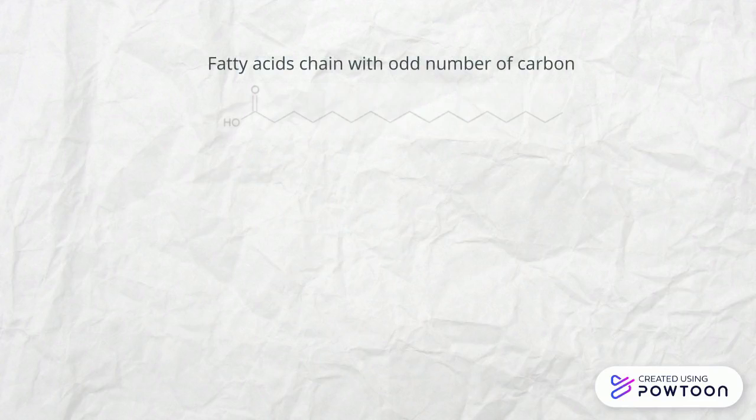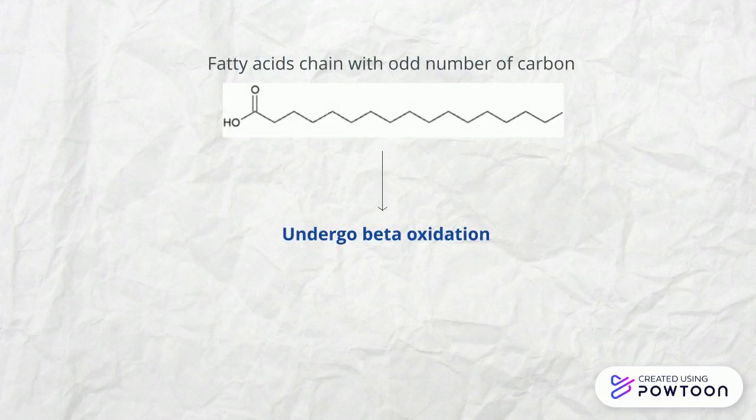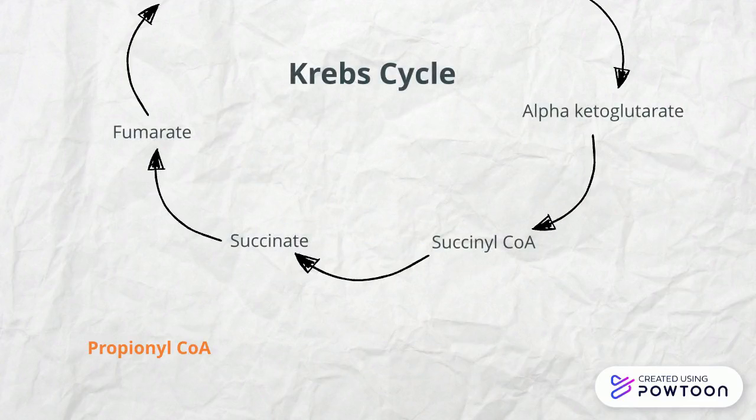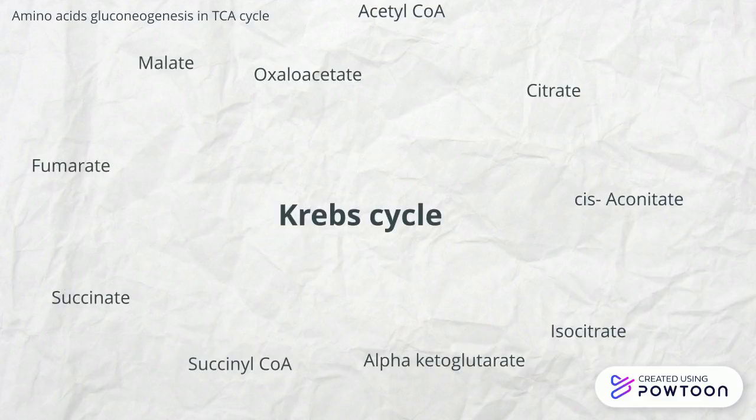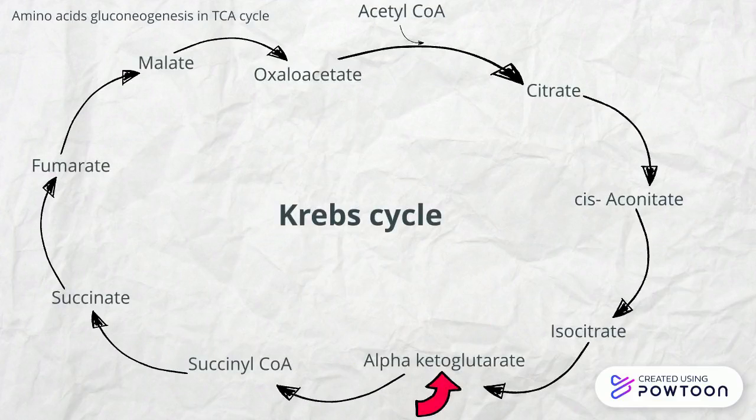Fatty acid chains with an odd number of carbons will undergo beta oxidation and form acetyl-CoA and propionyl-CoA. The propionyl-CoA produced by odd-number carbon fatty acid chains is converted to succinyl-CoA by respective intermediates and enters the Krebs cycle. Amino acids that are involved in gluconeogenesis can also enter the TCA cycle.